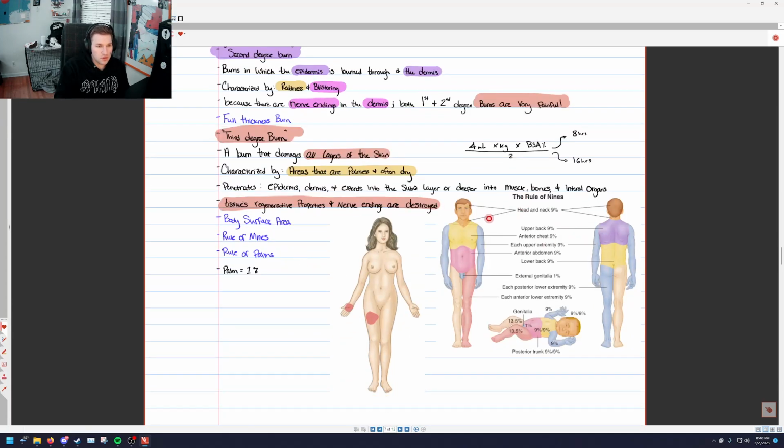So now we have here our rule of nines. So you can kind of see here everything is going to be equal to 9. Just don't get tripped up here. The entire arm, so this is going to be anterior and posterior. So 9, 9, 9, 9. Genitals, no matter what, are going to be equal to 1 for a person, and then you can see as our pediatric 3.5.